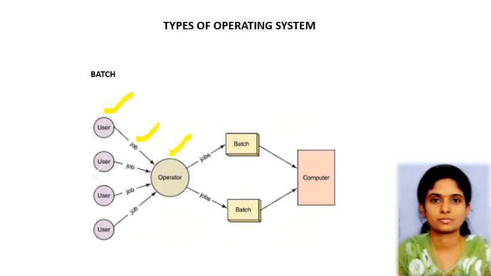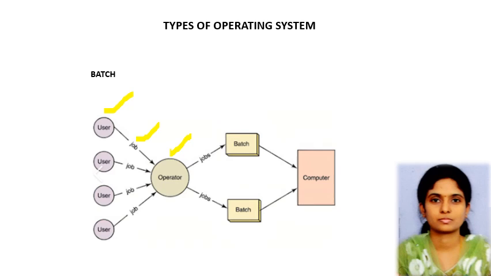But there were different problems with this batch operating system. The first disadvantage is the lack of interaction between the user and the job. Once the user submits the job, there is no interaction with the job, or even with the system. Everything will be handled by the operator only. So that is a major disadvantage.